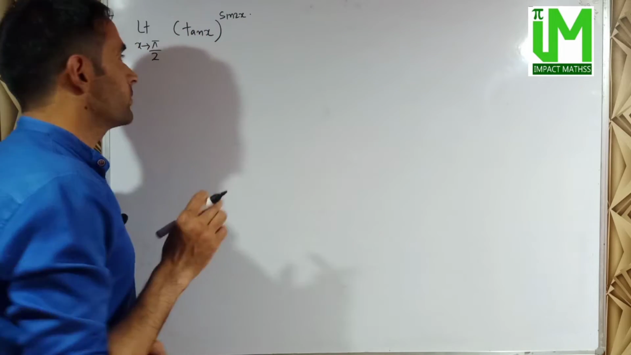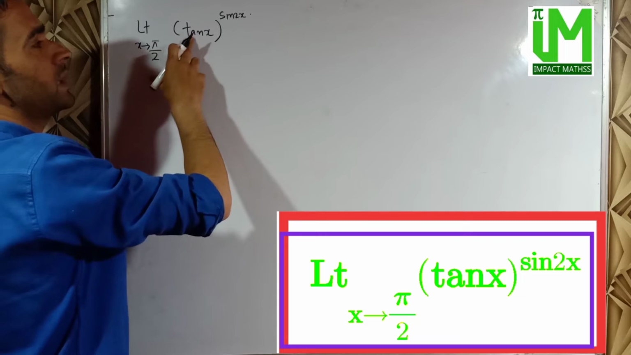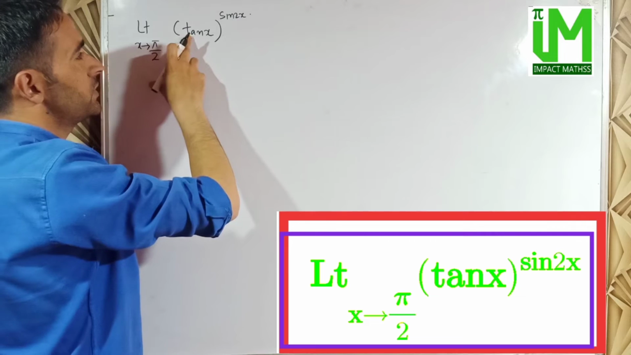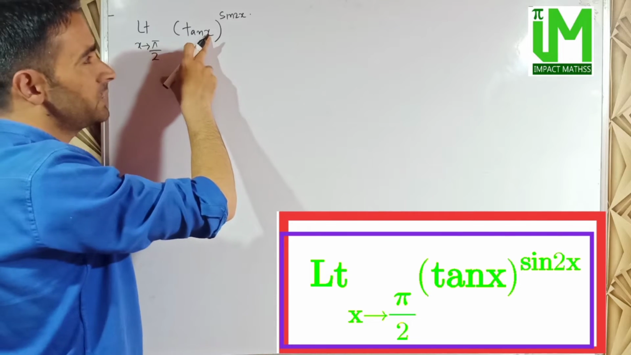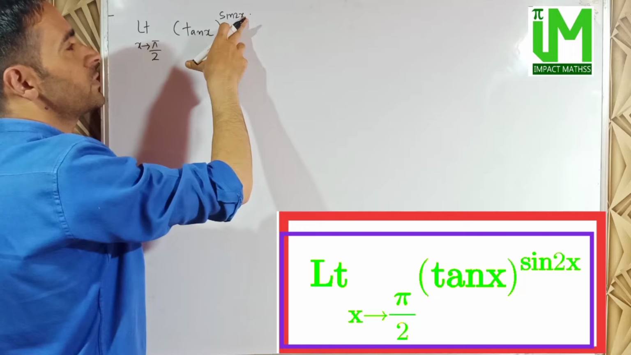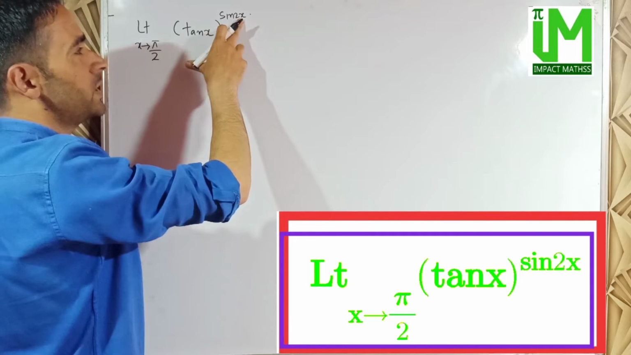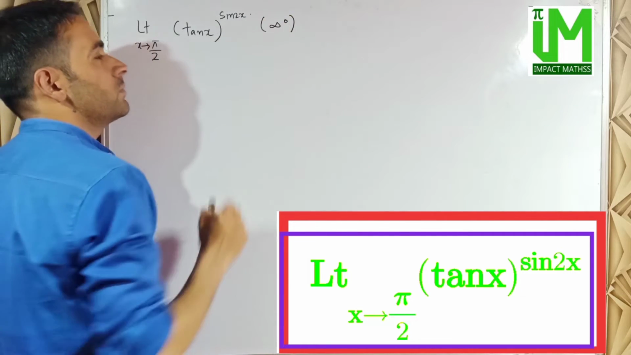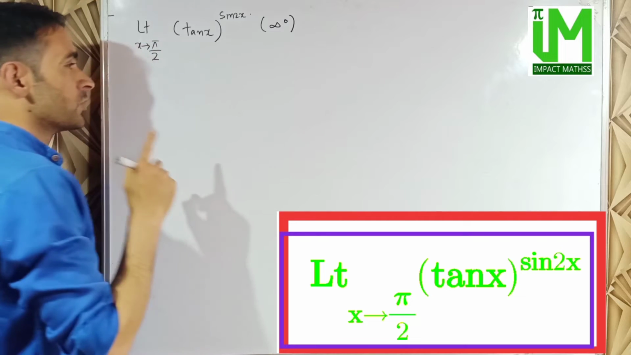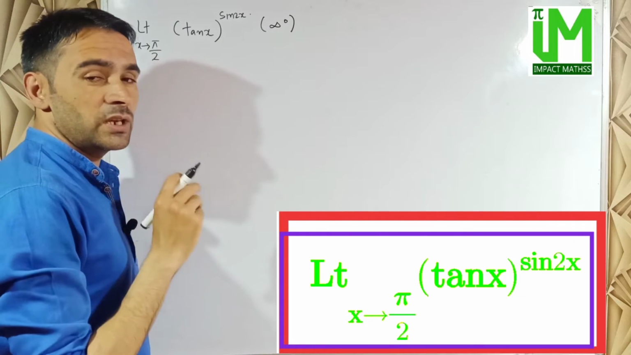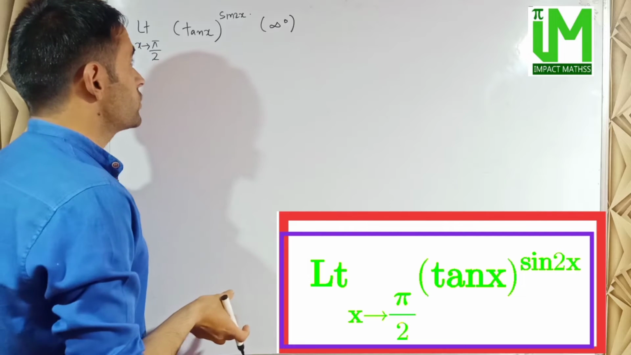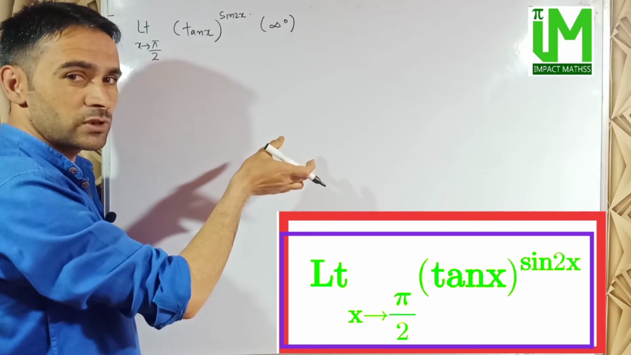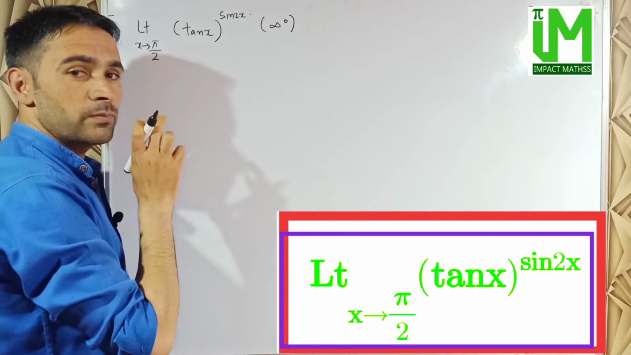So let us solve some examples on infinity to the power 0 indeterminate forms. And the first example is limit x tends to pi by 2 of tan x raised power sin 2x, and when x tends to pi by 2, this will be tan pi by 2, tan pi by 2 is infinity, and sin 2 into pi by 2, 2 cancels 2, so it will be sin pi which is 0, so that means this is a power indeterminate form of the type infinity to the power 0.